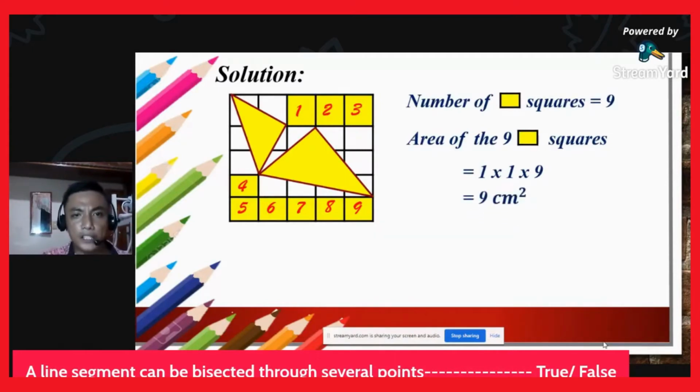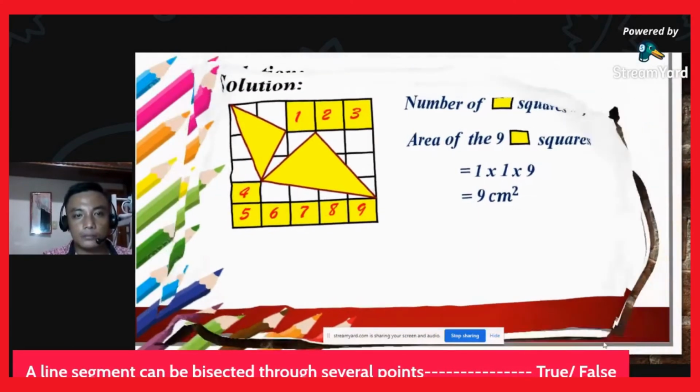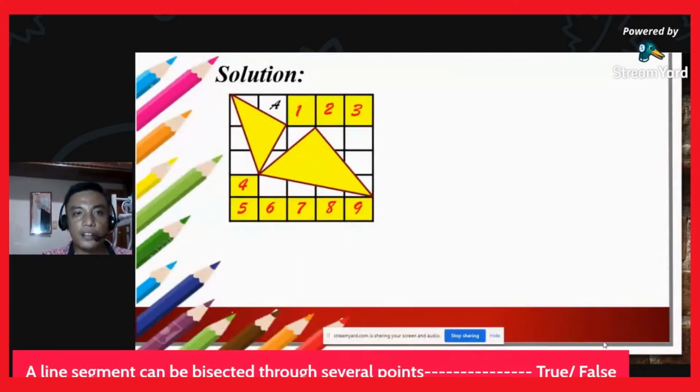square centimeters. Next, we are not yet done, because as we look at the figure, how many unshaded triangles can we see? Let's count. We have triangle A, triangle B, triangle C, triangle D, and triangle E. So we're going to find again the area of each triangle.